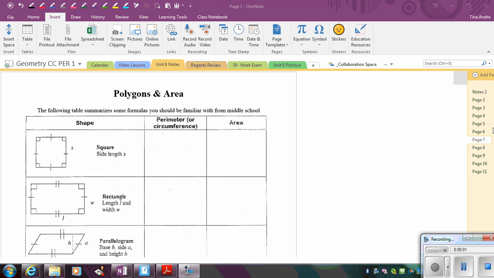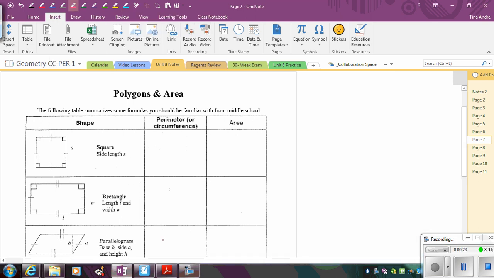In this lesson, we're going to start off with reviewing some formulas from middle school for area and perimeter of polygons and also for circles. So the first thing here is when we're talking about perimeter, perimeter just means that you're adding all of the sides. It's the outside. So if you think about a field with a fence, perimeter would be the fence. So it's adding all the sides.